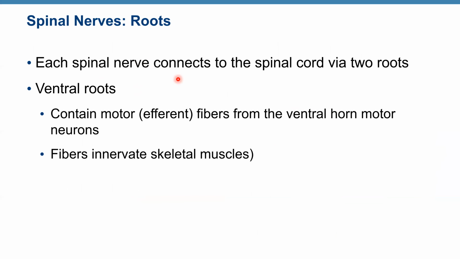Each spinal nerve connects to the spinal cord via 2 roots. Dorsal root contains sensory or afferent fibers, and ventral root contains motor fibers. Oh, it's the ventral root, sorry. Dorsal root contains sensory. Ventral root contains, of course, motor, right?